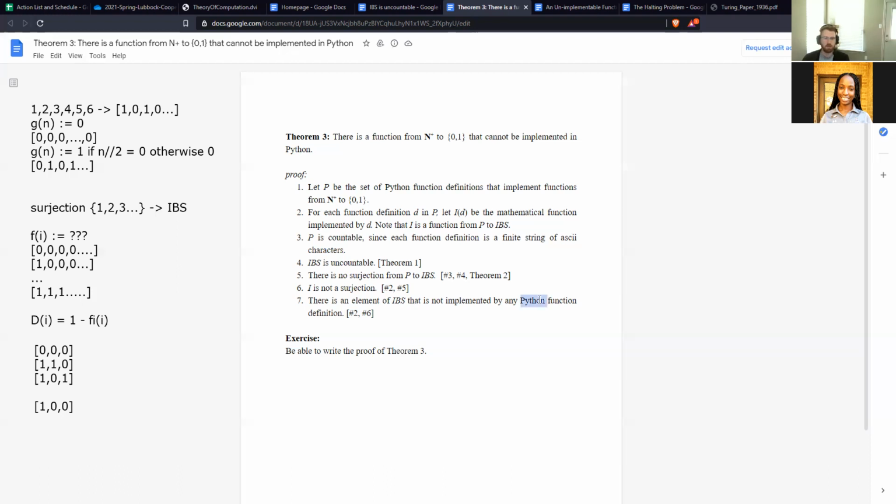Python's not a useless little trivial language. It does a lot of stuff. And I'm saying that there is a sequence of bits that it cannot possibly produce. How does that make sense? Anybody have an idea? Like why is that? That's weird. That means that there's something that can't be done in Python. Anybody have an idea why that is?